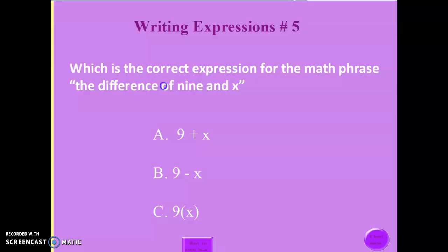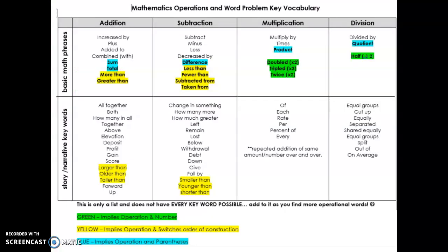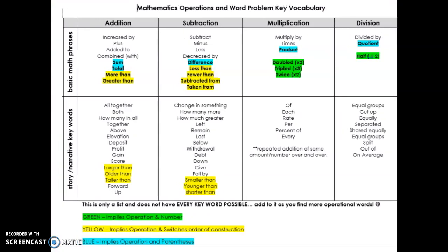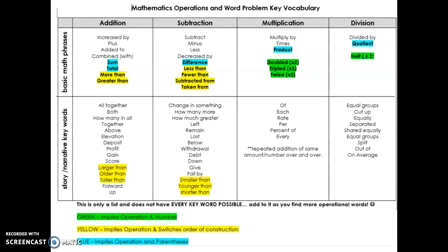We also looked at writing expressions, and we had a keywords chart that we referenced a lot. It looked like this, and we had different phrases that should key you into different operations. Specifically, the ones that are highlighted, we had a trick with. The yellow ones meant we switched the order because they showed a relationship, a specific order of relationships. We looked at green words that implied a number and operation, like twice means two in multiplication. And then we've looked at blue words. Those are total phrases, which means that we need to add parentheses into our expressions.